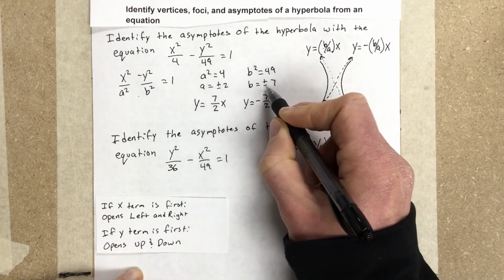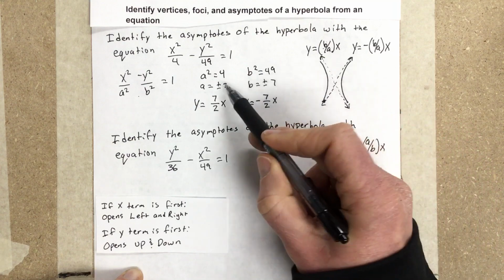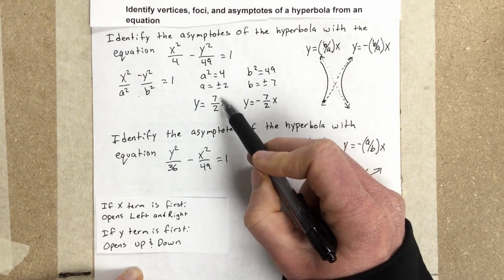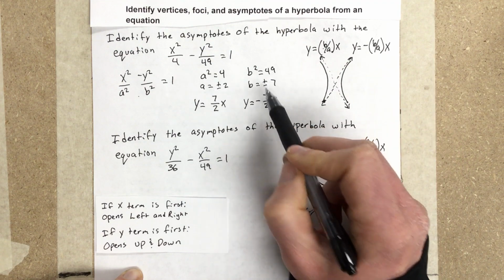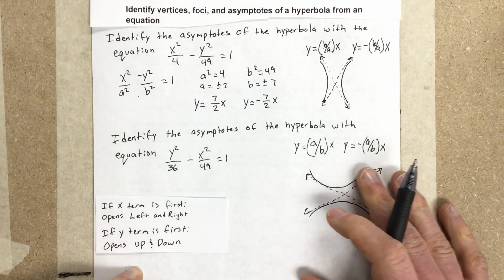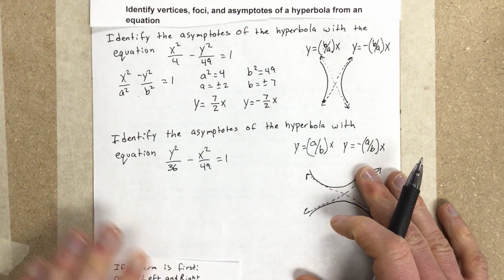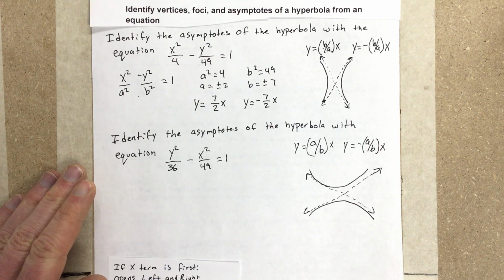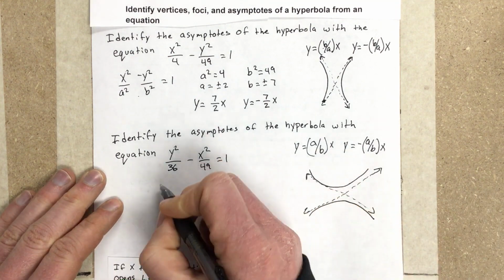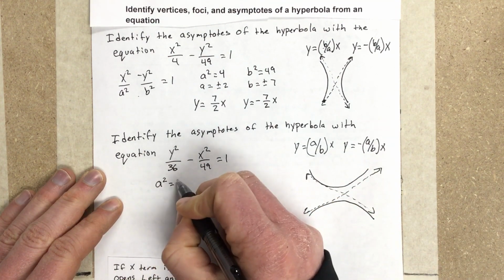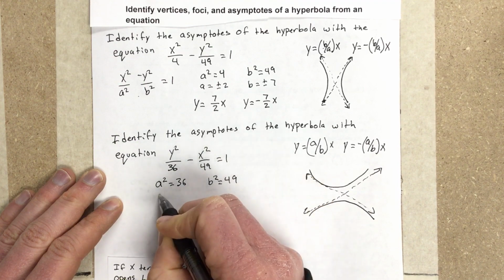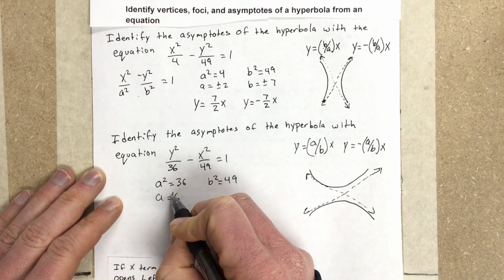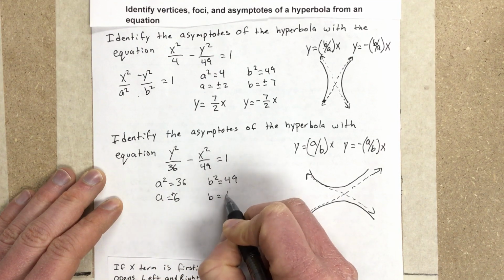And the reason I say we can ignore the negatives is there's only two versions of these two numbers being divided. There's the positive 7 over 2 and the negative 7 over 2. And so we can just ignore that negative piece when we take the square root. So let's come down to this equation where we get a squared is equal to 36 and b squared is equal to 49. So we get a is equal to plus and minus 6, and b is equal to plus and minus 7.